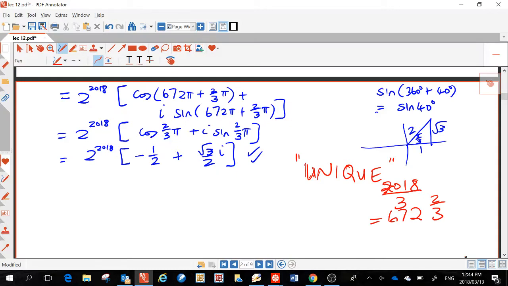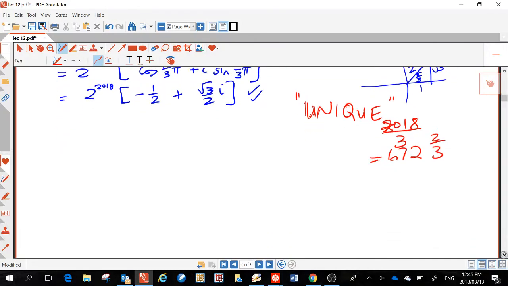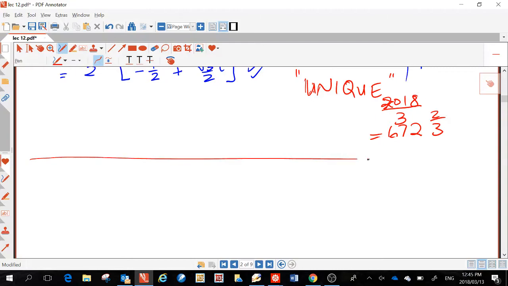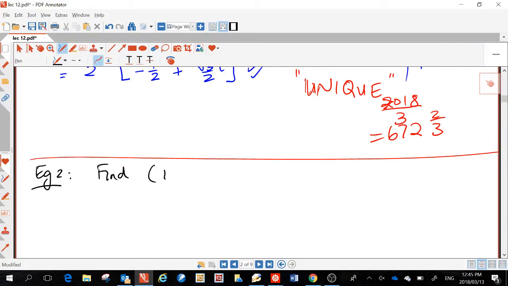Alright, now let's take a slightly different example. This time, the answer may not be unique. Example 2. Let's make any example. So let's just find 1 minus i to the power 1 quarter. Find the value of 1 minus i to the power 1 quarter. When I say find, I mean in the form x plus iy. It's not in that form at the moment. We need to convert it to that form.